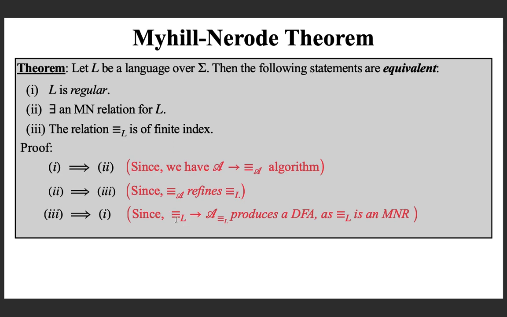Now you apply that MN relation to DFA construction, you will get a DFA, and because you are getting a DFA for this language, we are done. L is regular. So we proved the Myhill Nerode theorem, which is a very nice theorem having a number of applications, which tells that saying L is regular, or there exists an MN relation for L, or the canonical equivalence relation is of finite index, all these 3 are equivalent statements.